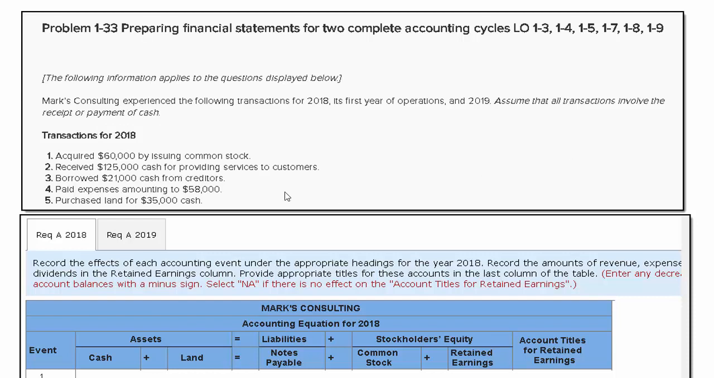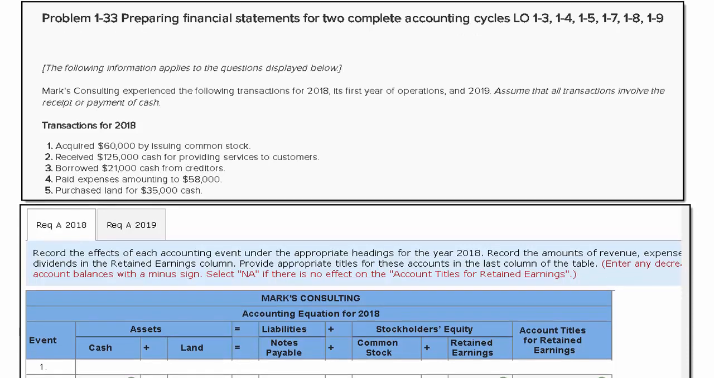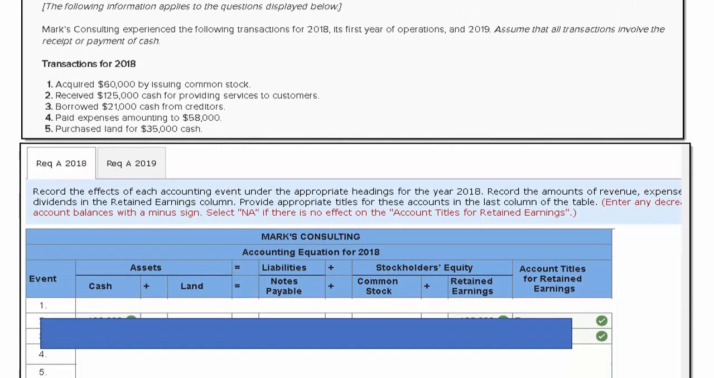So what we need to do for 2018 is stated right here. We're going to record the effects of each accounting event under the appropriate heading for the year 2018. We're going to record the amount of revenue, expense, and dividends in the retained earnings column, and then provide appropriate titles for these accounts in the last column. Now, I'm only going to work a couple of these for you. I think we have 5 transactions.